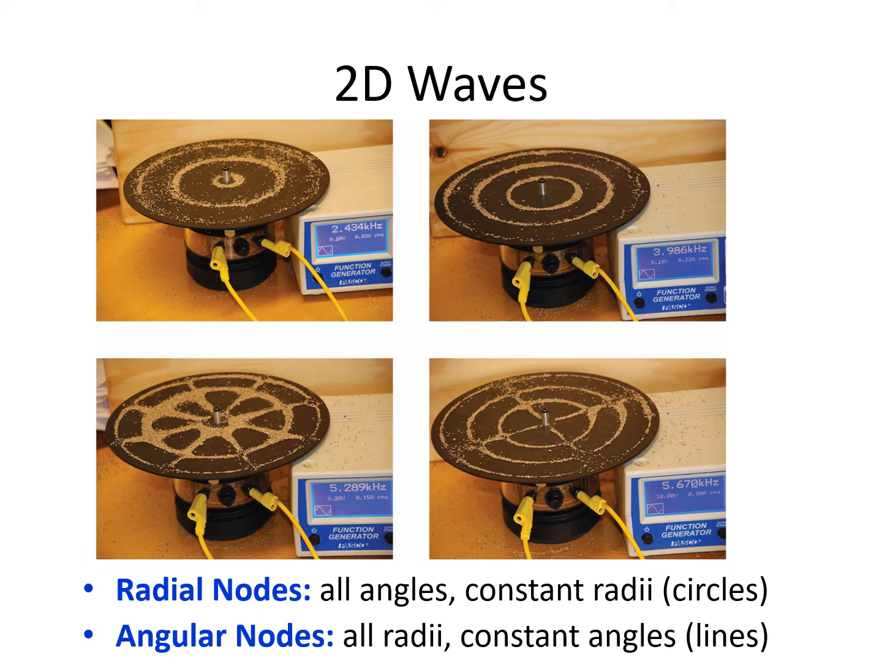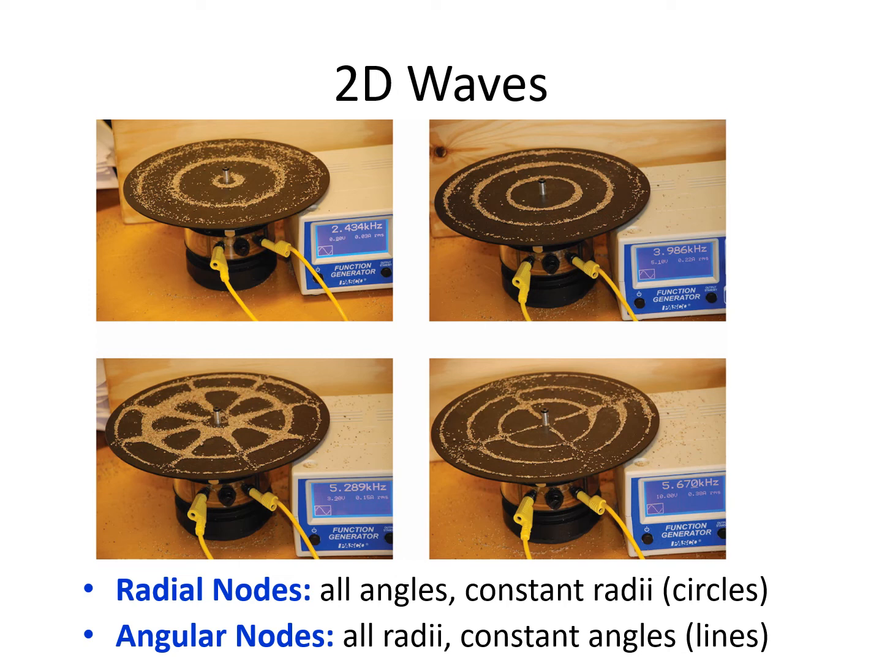Standing waves are one-dimensional. Waves can also be two-dimensional, as seen in this figure. This machine vibrates at a certain frequency, causing sand to gather at nodes. These nodes could be radial or angular.